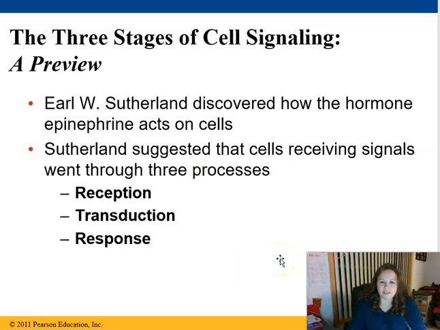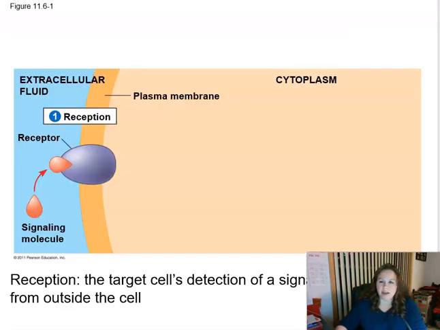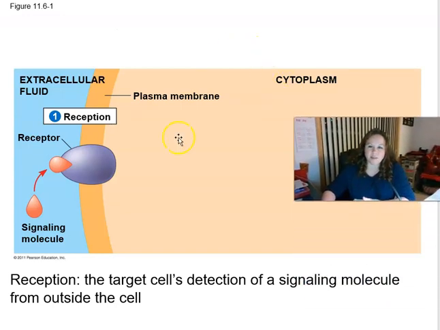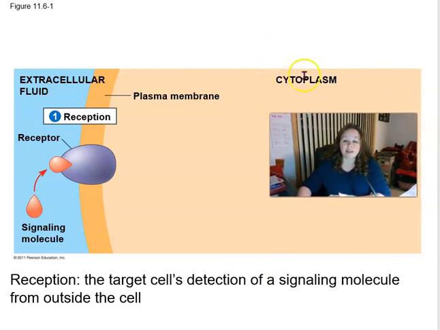Sutherland suggested that cells receiving signals went through 3 processes. I want you to commit these 3 to memory in the order that they happen. First of all, reception happens, then transduction, and then response. Let's take a look at what that might entail. So here we have a cell. I'm going to make myself the nucleus here. And this is the cytoplasm, the plasma membrane or lipid bilayer, and then we have a protein receptor in that lipid bilayer. Here comes the signaling molecule.